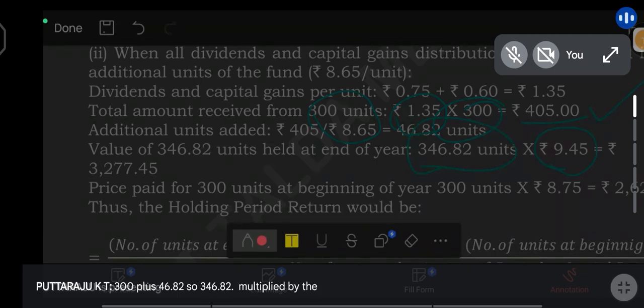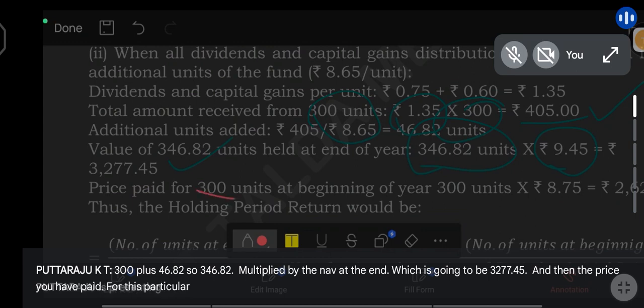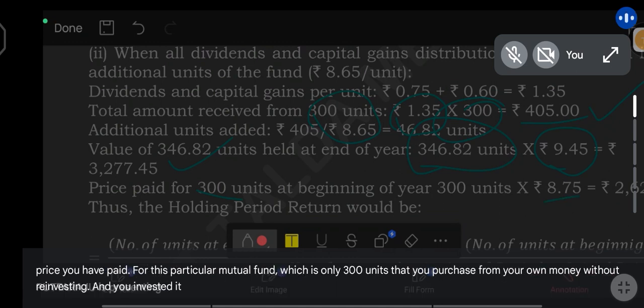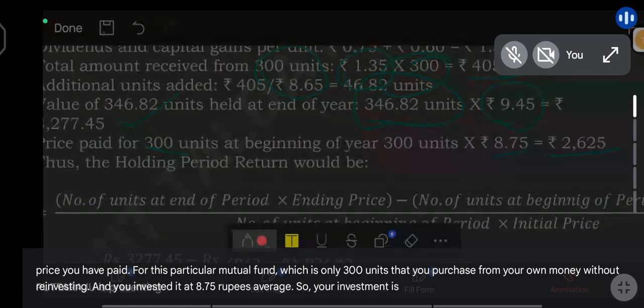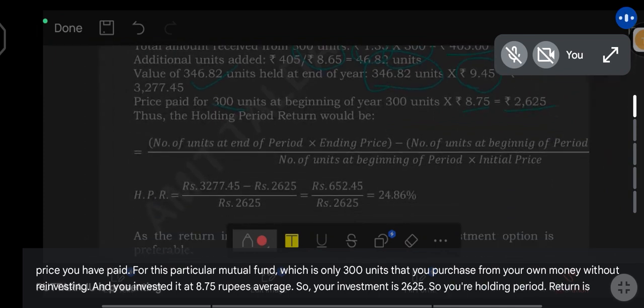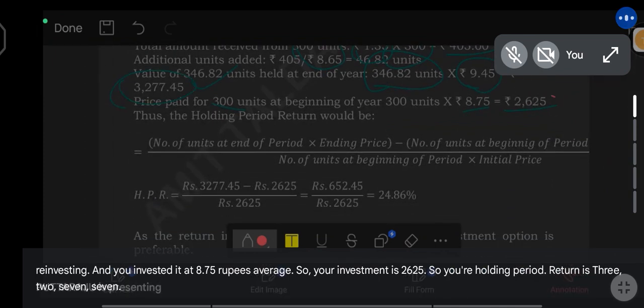multiplied by the NAV at the end, which is going to be 3277.45. And then the price you have paid for this particular mutual fund, which is only the 300 units that you purchased from your own money without reinvesting, and you invested it at 8.75 rupees average. So your investment is 2625 rupees. So your holding period return is 3277 minus 2625 divided by 2625, which is going to be 24.86%.